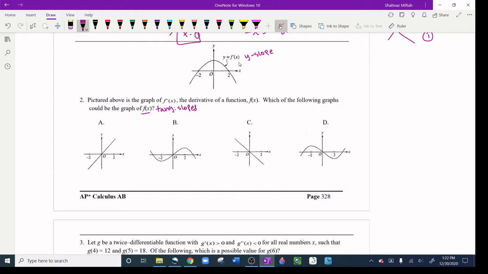So for this one, we look at the y values, the slopes, from negative infinity, or whatever that number is, to negative 2, I have negative y values. From negative 2 to 0, I have positive y values. From 0 to 2, I have positive y values. From 2 to positive infinity, I have negative y values.